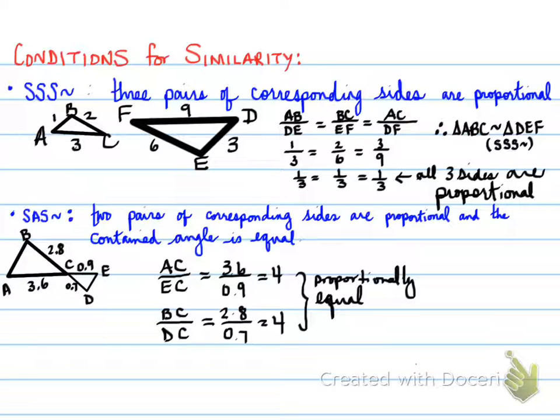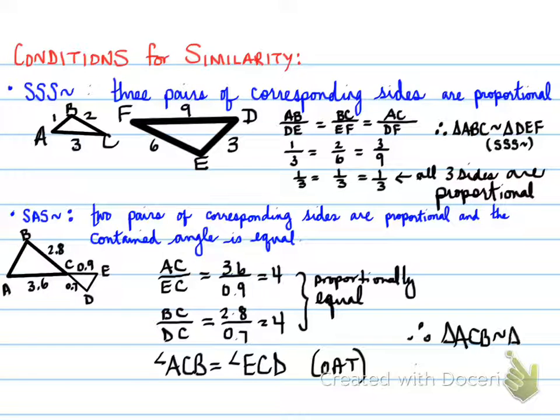All right, now this is just showing that they're proportionally equal. So ACB is equal to angle ECD because of OAT, opposite angle theorem. And now, folks, we've proven side-angle-side similarity. Okay, so we've proven side-angle-side similarity. Let's look at the next one.